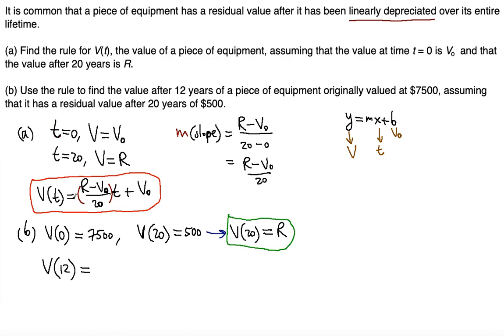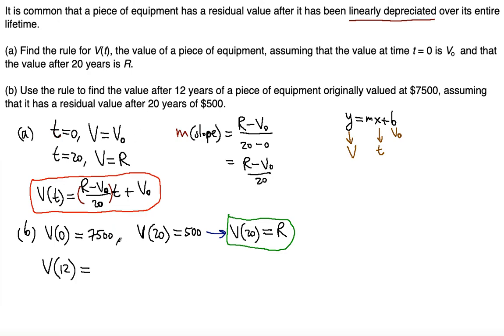So v of 12 will be found by using all of these that we have here, and we will be able to find it because we will have the t value, we will have the r value that we just found, we will have the initial value that we have as well, given based on part B. So there's really nothing unknown, so it will be a real number. That's why it's being asked here to find the value after 12 years.